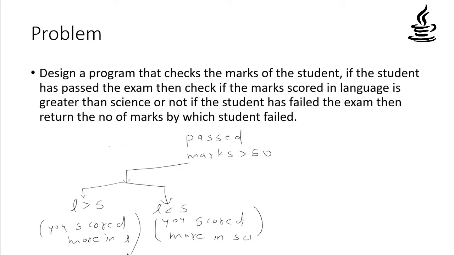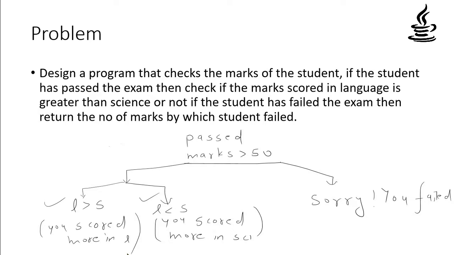But all of these conditions will only be executed when our marks are greater than 50 in the first place. And if the marks scored are not greater than 50, then all of this program will never get executed, and our program will just say, sorry, you failed.